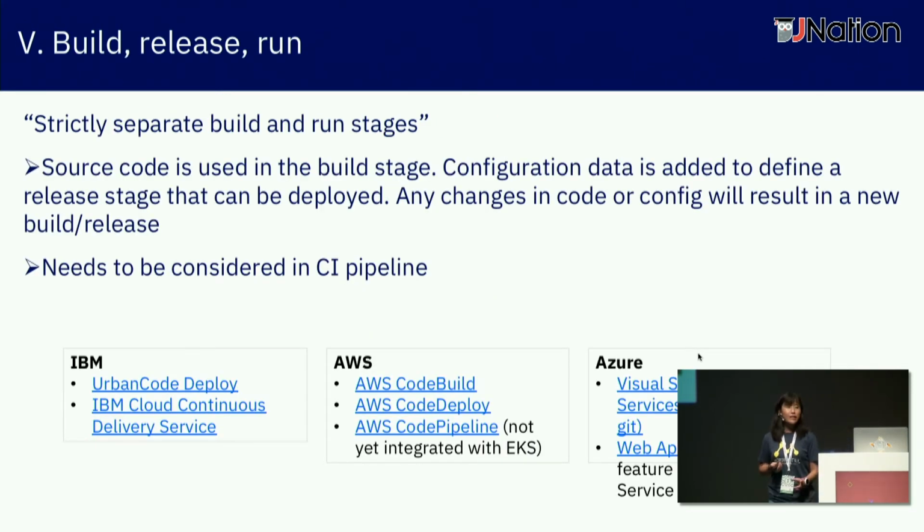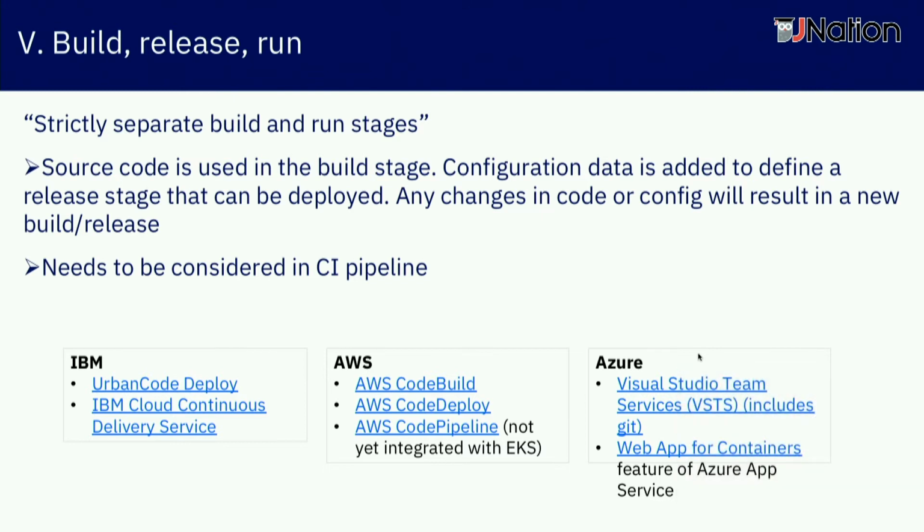Then build, release, and run. You should strictly separate build, release, and run. When you change the code, you should build, then go to release, and then go to run. Obviously, you should consider using a CI/CD pipeline, the tools to enable CI/CD, to make continuous integration and continuous build as simple as possible. There are a lot of tools for you to choose from.